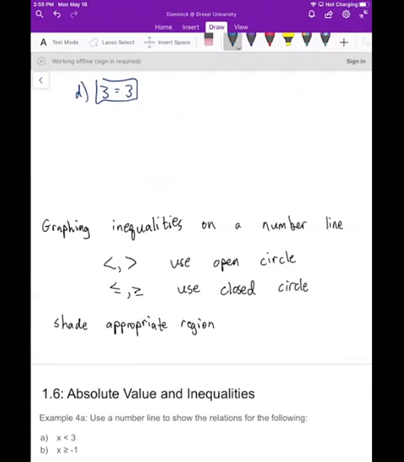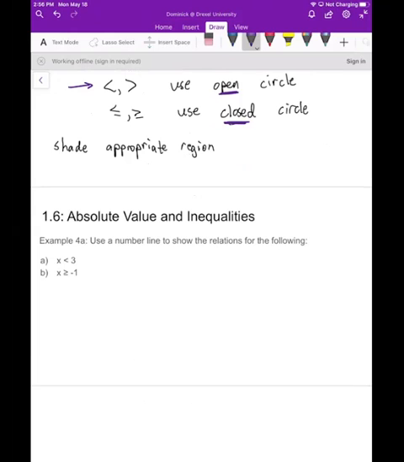Okay, now to graph inequalities on a number line, you want to make use of proper shading, right? If you're not going to include a particular point, in other words, you don't have the equal sign, you would use an open circle. This will make more sense once we do a couple of examples. If you include the point, meaning you do have the equal sign, you're going to use a closed circle. And then, of course, you shade the appropriate region. If you want greater than, you would shade to the right of the number. If you want less than or equal to, you'd shade to the left.